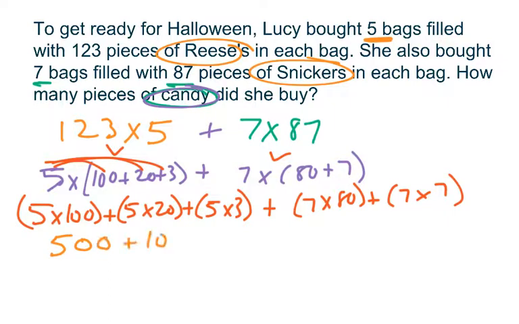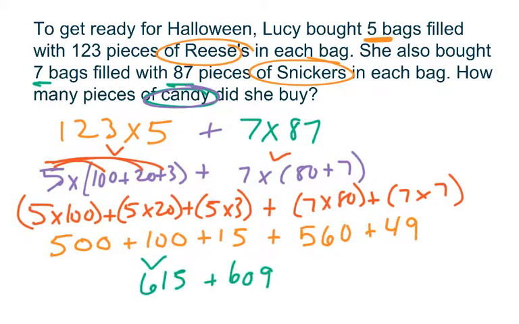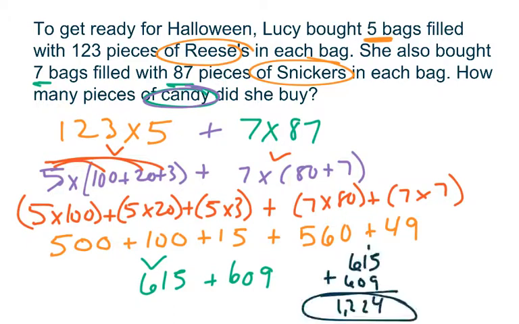500 plus 100 plus 15 plus 560 plus 49, and now all I have to do is add all of these partial products together to get my total number of pieces of candy. So I have 615 pieces of Reese's and 609 pieces of Snickers, and my last step is to add my two pieces together. And when I do that, I get 1,224 pieces of candy. So that would be my final answer.